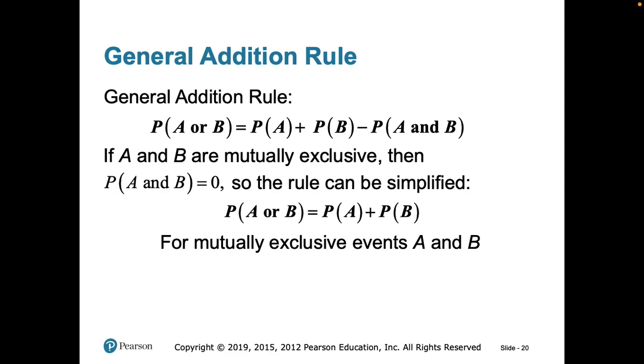So in the case of a coin, which can be either heads or tails, the probability of getting heads or tails equals the probability of heads plus the probability of tails, which is 50-50. Obviously 0.5 plus 0.5 equals 1.